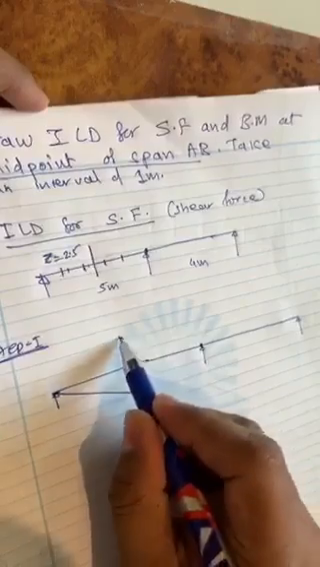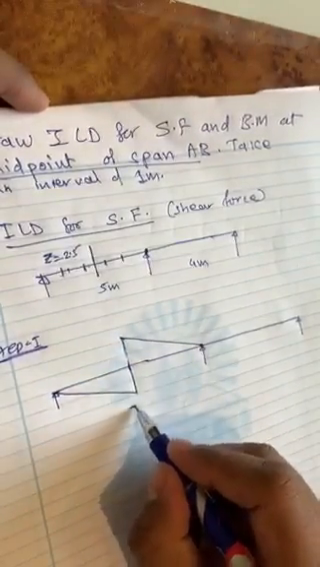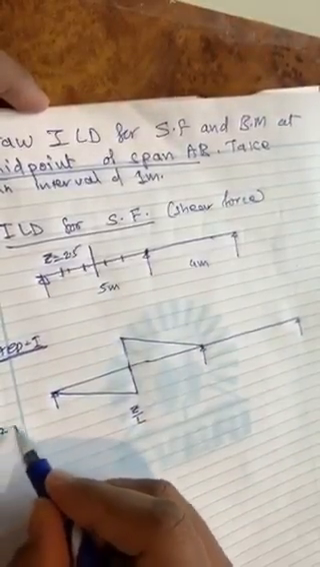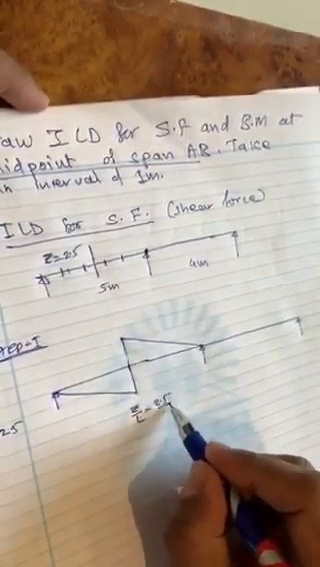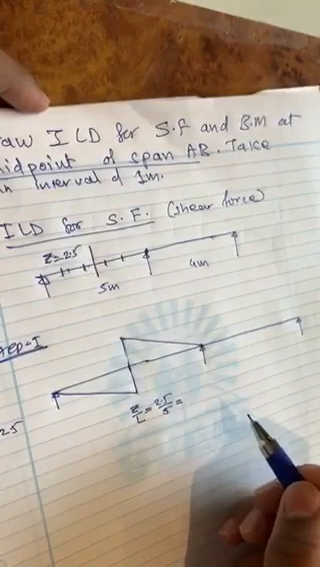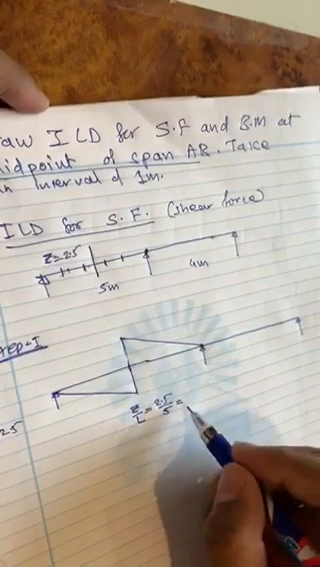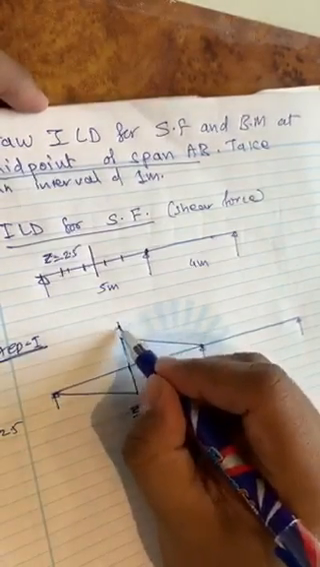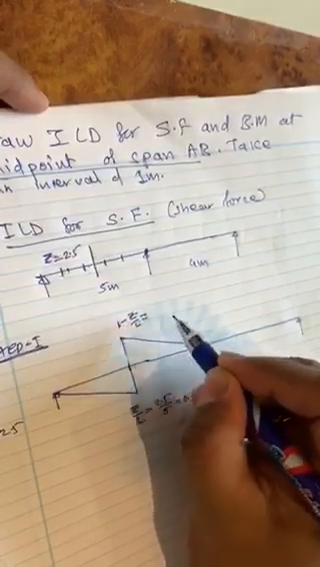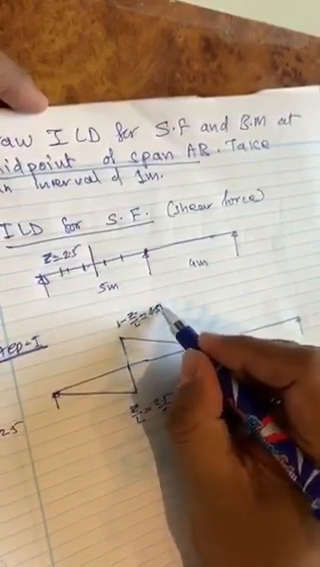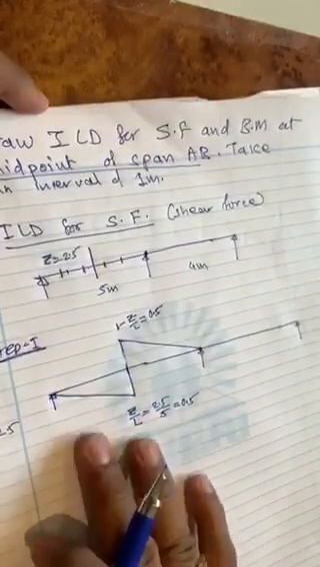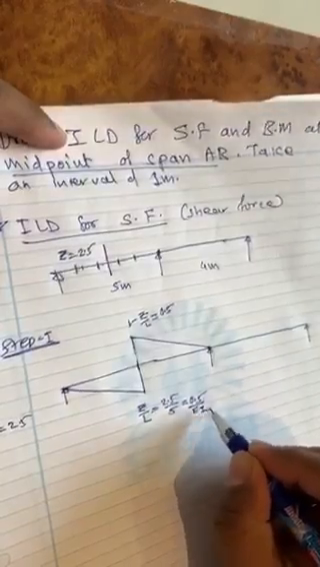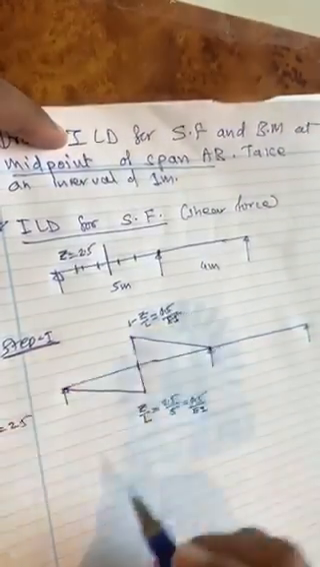as the hinge is here, so it will be like a determinate ILD. And you know Z by L, and Z is half, that is Z is equal to 2.5, and 2.5 by 5 is equal to how much? It will be 0.5. And similarly here, 1 minus Z by L, that is again 0.5. Okay, so once you have this determinate ILD, you have to divide it by EI. So we will divide it by EI. So 0.5 by EI, and this side also it is 0.5 by EI.